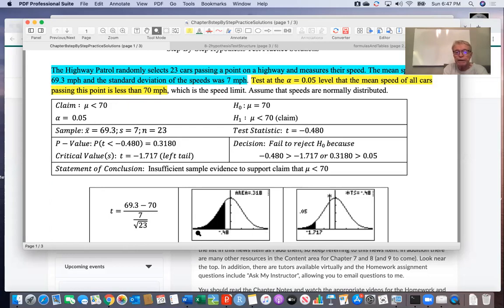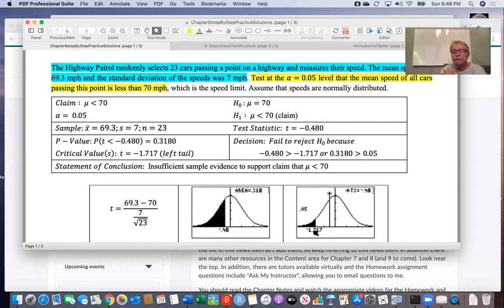And any value plotted along here would be a T, which means critical values are also T's. So we got T equals negative 1.717, which is over here. This is the critical value sketch. It would help you to see what's going on if you do these sketches for critical value, and when we get to a p-value, it helps you to see what's happening here. So we've got our mean here.